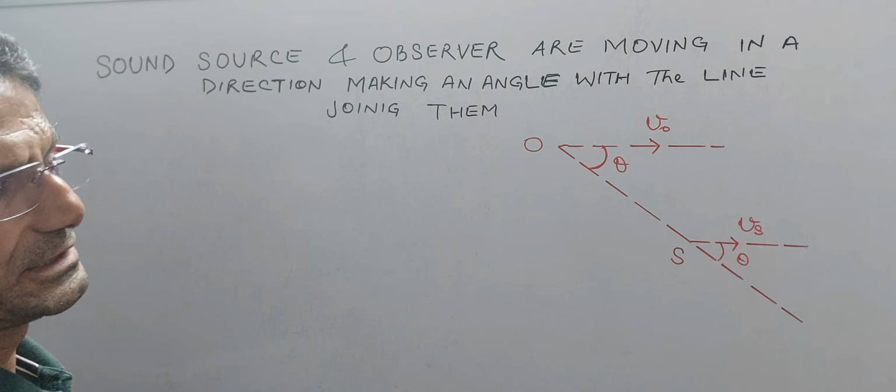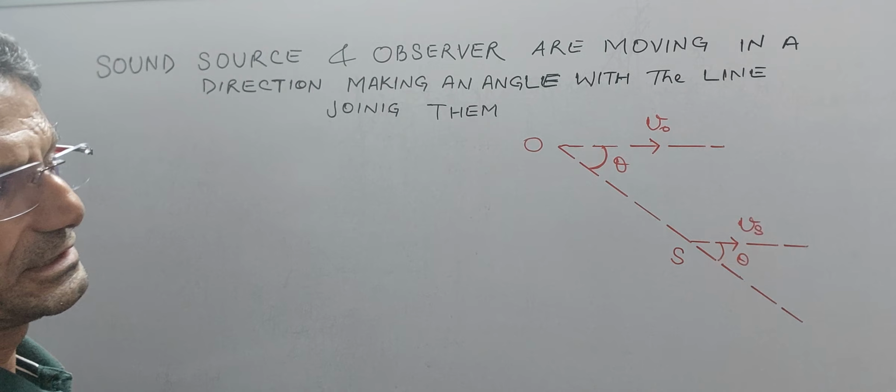Yes, dear students, we are going to complete the different cases of Doppler effects. There are some cases left, and one of them is when observer and source are not moving in the same directions. Our source is moving in these directions, and the line of action of our observer is in different directions.